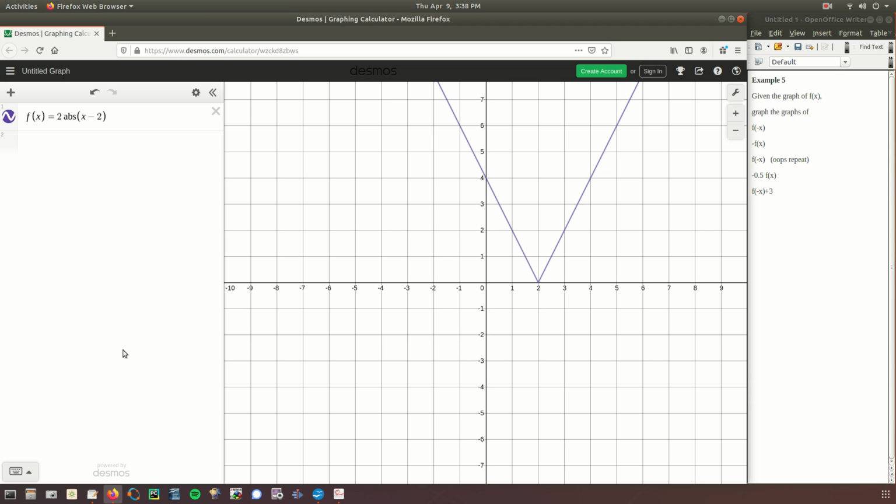From our transformations unit. In this example, I've given you the graph that you can see on the screen right now, and what I'm asking you to graph are a bunch of transformations that are associated with this graph, as you can see on the right side of the screen.